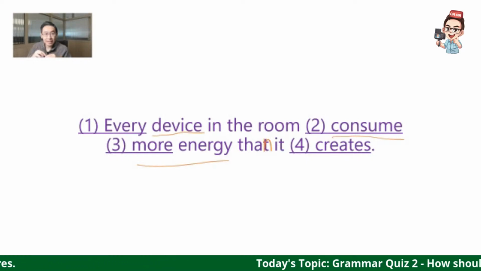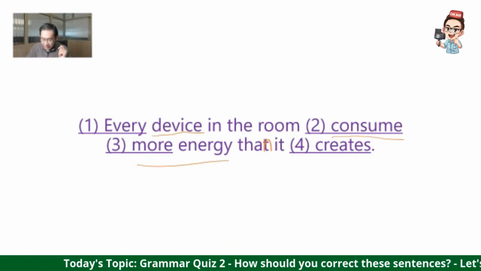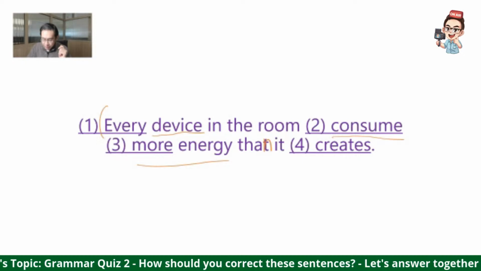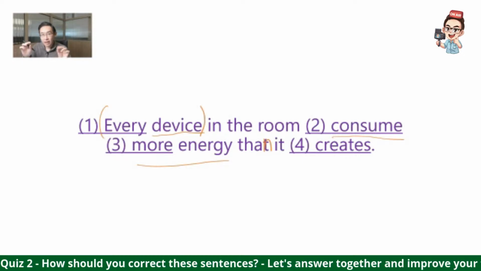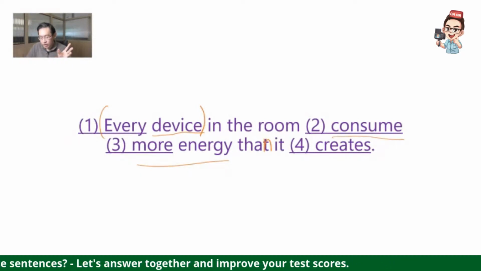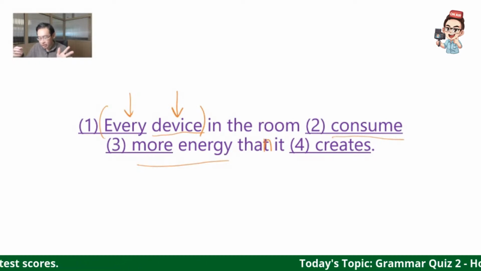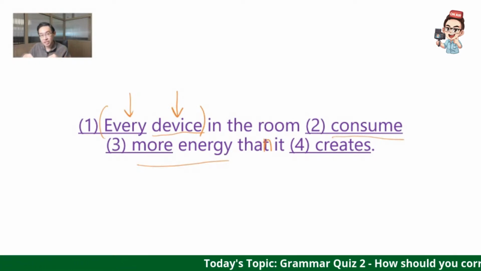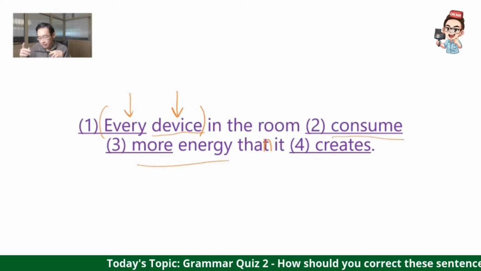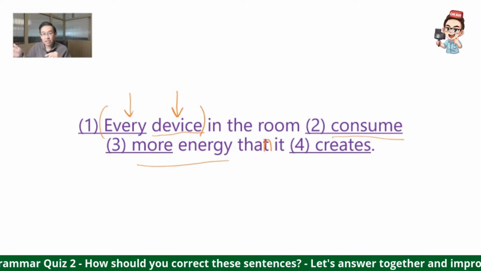All right, let's look at the answer together. So for this one, the subject is every device. So we're talking about every piece of equipment or tool. Now, if we use every, the noun needs to be singular. So now this is correct, right? Every plus singular noun, every device is correct.